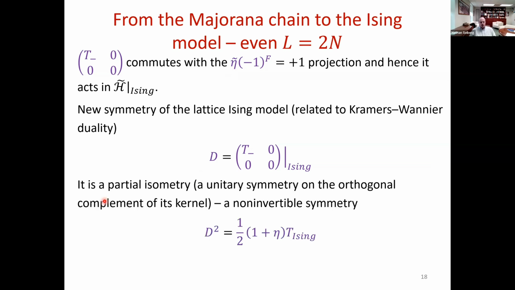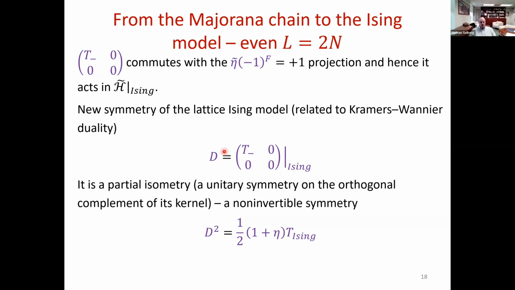Mathematically, this is known as a partial isometry. A partial isometry is a unitary transformation on the orthogonal complement of its kernel. So this operator has a kernel that comes from the zero here, and it is a good unitary symmetry, a good unitary operator on the complement of the kernel, but it's not invertible because it has a kernel.